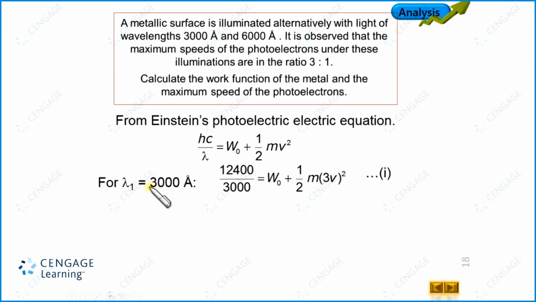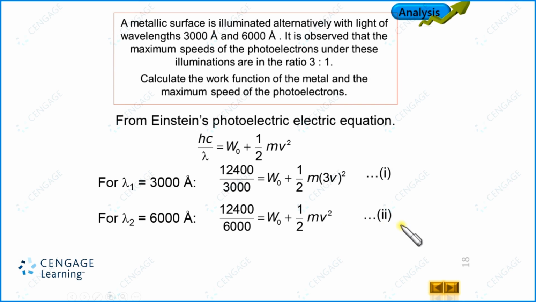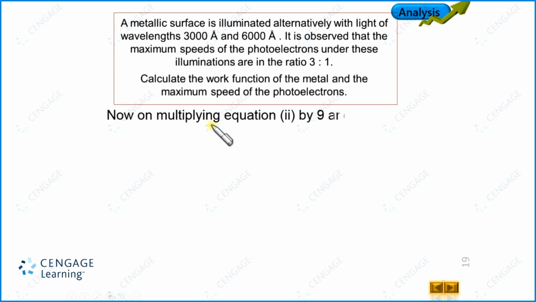For equation number 2, we use the wavelength 6000 angstrom, and here we will write 12400 divided by 6000. W naught will not change because we have the same type of metal, but the speed here is V. In place of 3V, we will write V. So this is the case number 2 equation. Now we got the 2 equations. Now we can solve these 2 equations. If we multiply equation number 2 by 9 and subtract equation 1 from it.